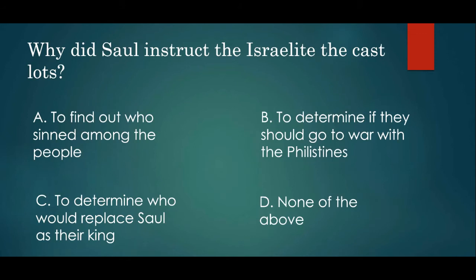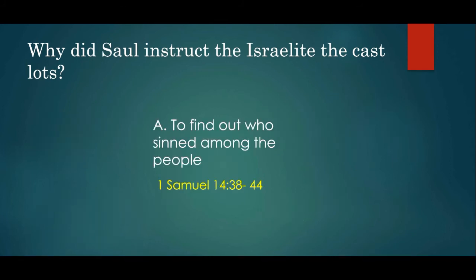Why did Saul instruct the Israelites to cast lots? A. To find out who sinned among the people. B. To determine if they should go to war with the Philistines. C. To determine who would replace Saul as their king. D. None of the above. The correct answer is A. To find out who sinned among the people.